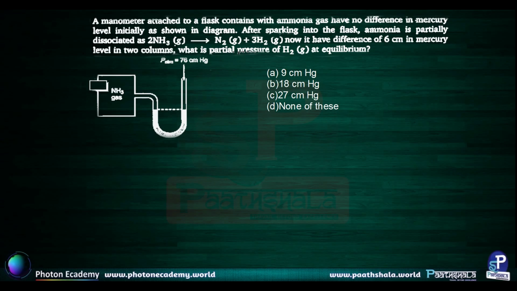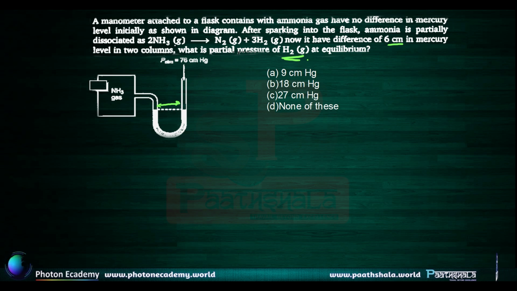A manometer attached to a flask containing ammonia gas has no difference in mercury level initially, as shown in the diagram. That is, both these levels are the same. After sparking into the flask, ammonia is partially dissociated as 2NH3 forms N2 plus 3H2. Now, if the difference in the mercury level is 6 centimeters, what is the partial pressure of hydrogen at equilibrium?